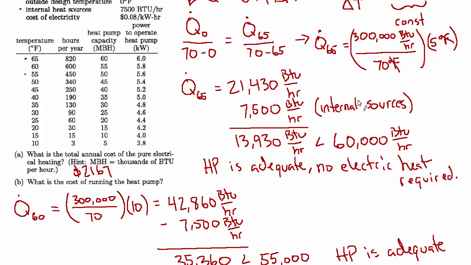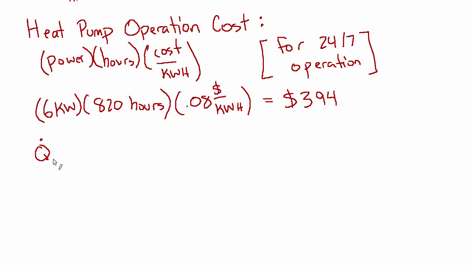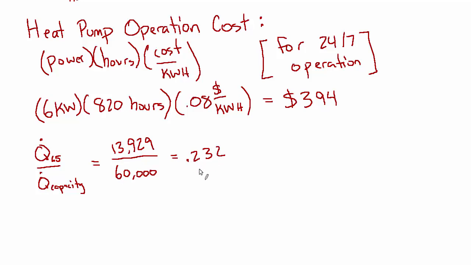So let's calculate what that ratio is. In this case it's going to be Q dot 65 divided by Q dot capacity at that temperature, which I'm not going to write down, but I think it's implied that we need to use the capacity at that outside temperature. So in this case, that's going to be 13,929 BTUs per hour divided by 60,000, which equals 0.232, which is just a little less than 25%. And we'll multiply that times the $394. So in reality, since this thing doesn't need to run all the time, it does not cost $394, it only costs $91.